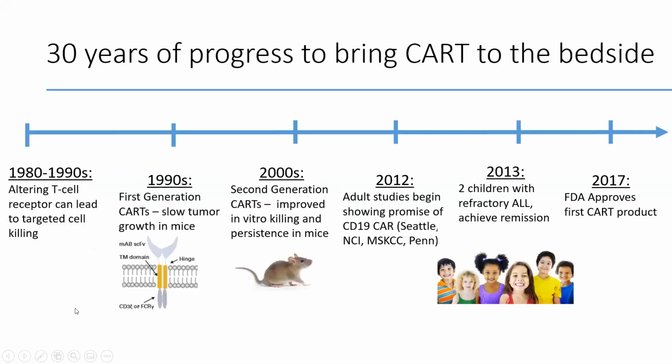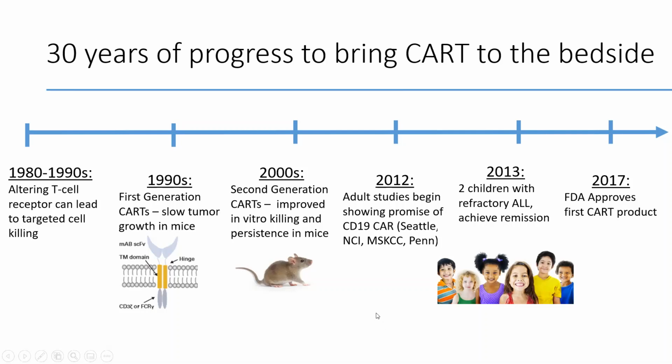So here I have put the research that brought CAR T as a breakthrough treatment. It begins over 30 years ago. In the late 80s and early 1990s, researchers were first able to alter T cells in vitro to kill target cells, and this led to first generation CAR T cells in the 90s that were able to bind the target but not sustain cell killing.